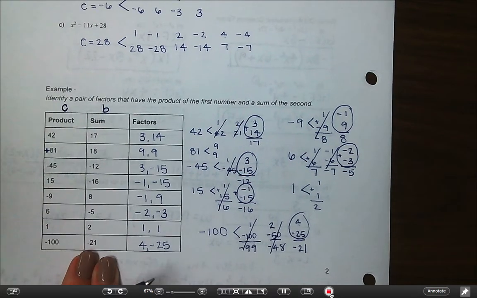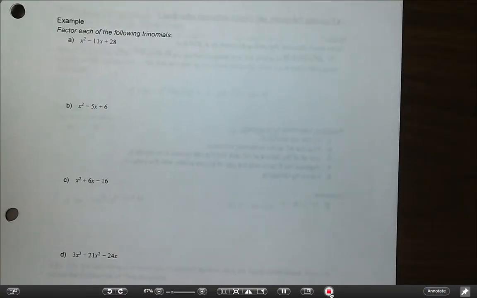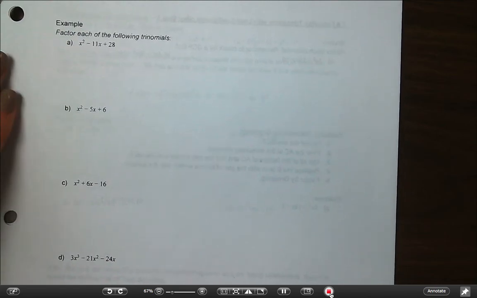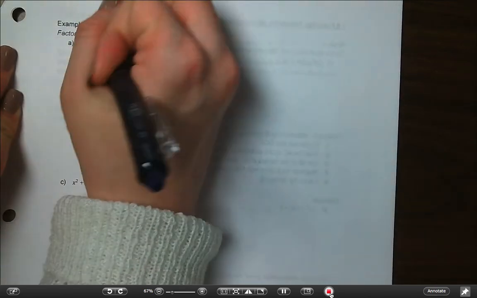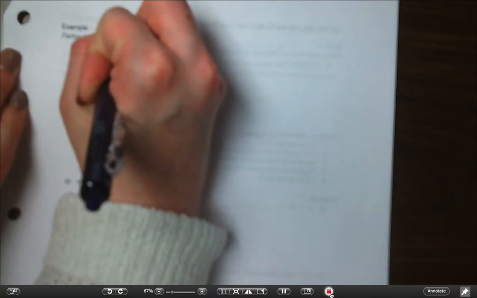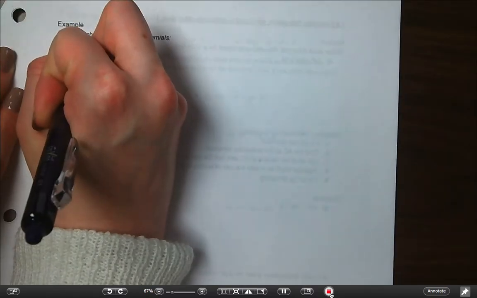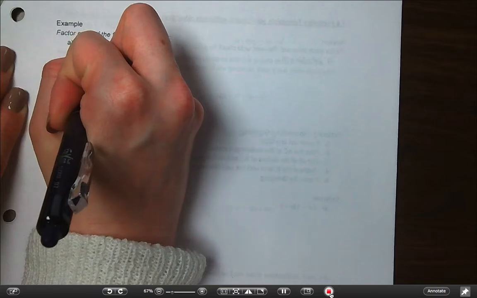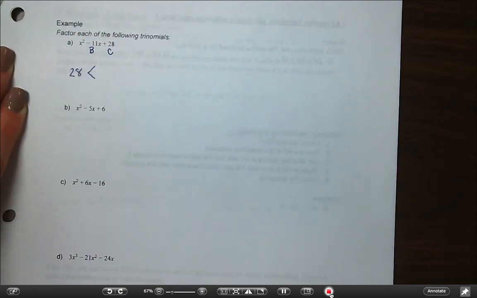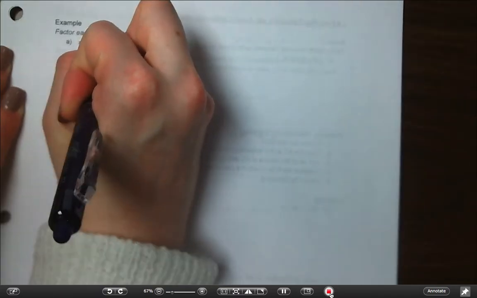All right, second page. So we're going to take what we just did and apply that to help us factor. So if we want to factor each of the following trinomials, we want to find our b and our c. And remember, we want to multiply to be c and add to be b. So we want to find our factors of 28 that add to be negative 11. So go ahead and list out your factors.